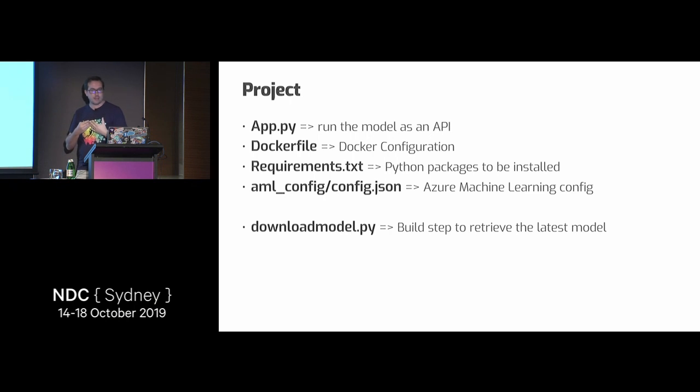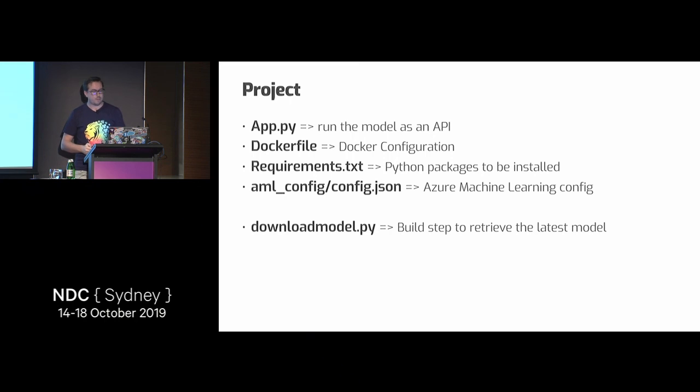I have an app.py that runs a small Flask server. I have a Dockerfile that has my Docker configuration, and requirements.txt that will install my Python packages in the Docker container. And I have my Azure Machine Learning config.json in my repository. That is the configuration file we created all the way in the beginning when we were creating our workspace. And I have a download.py, which I will run in my build step.